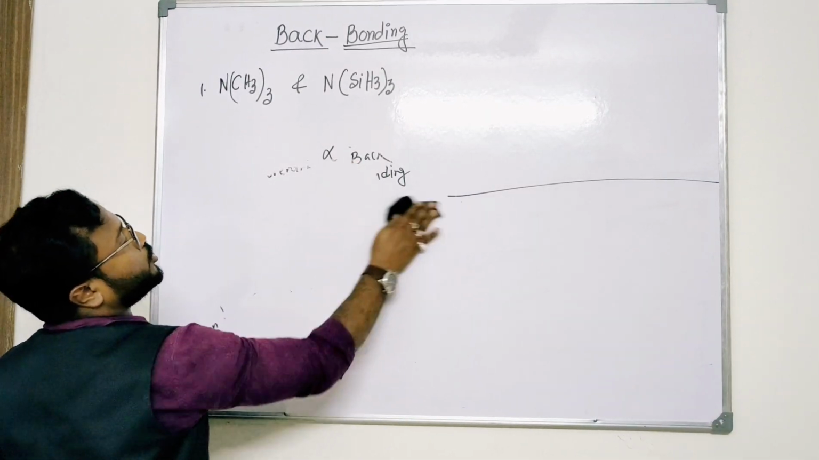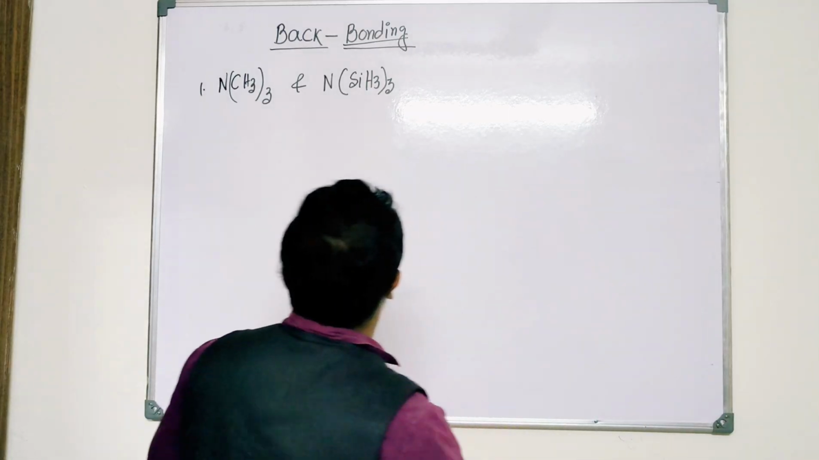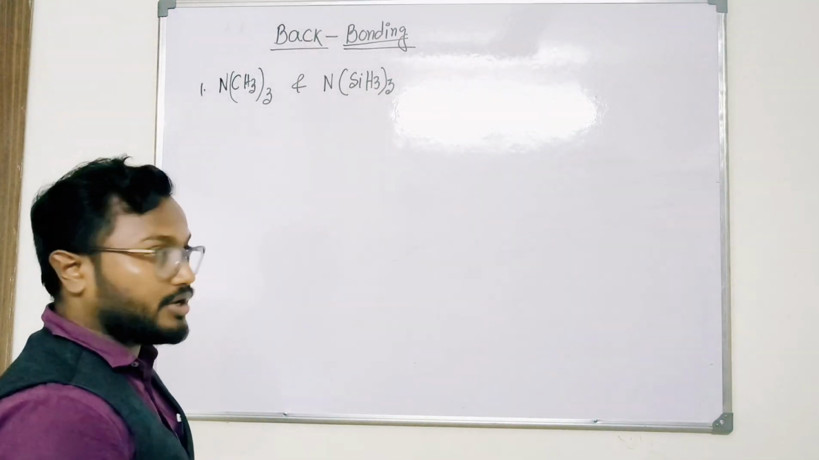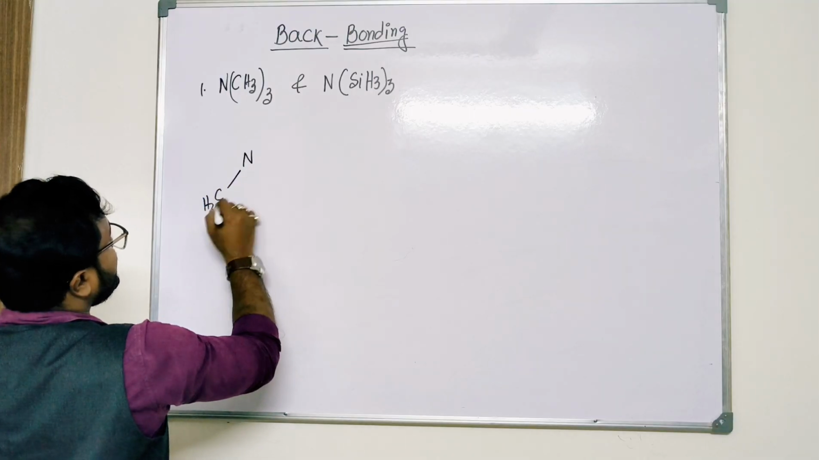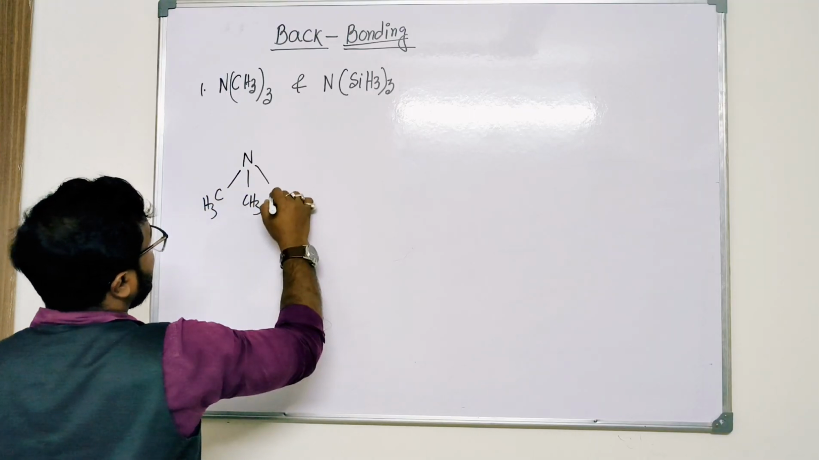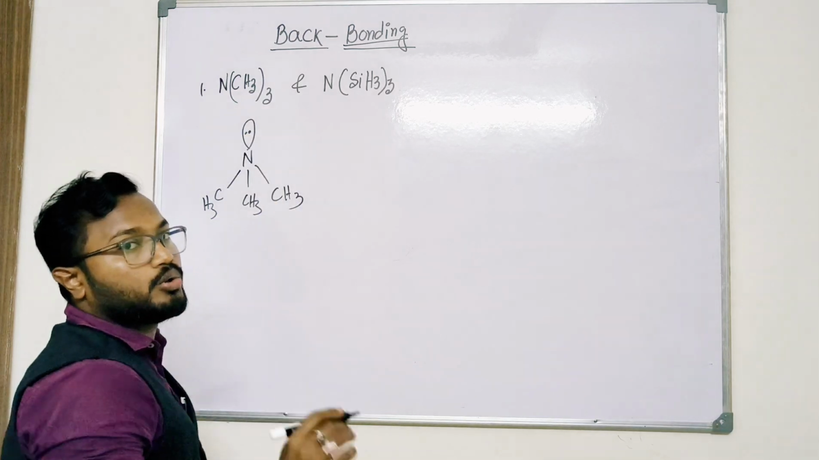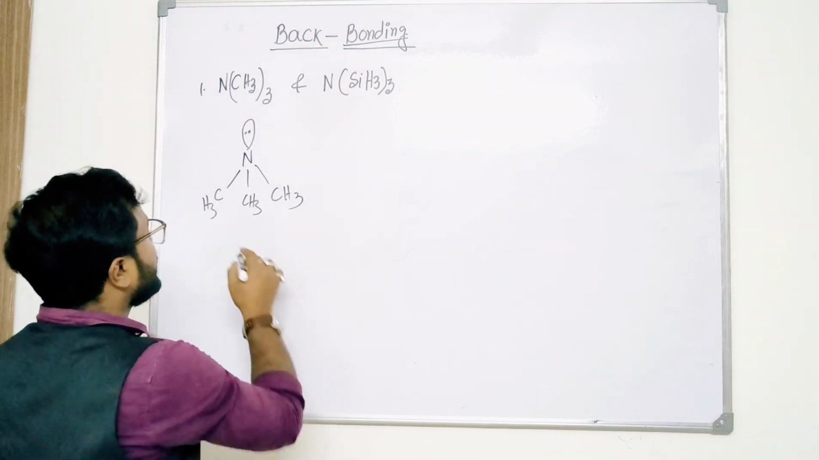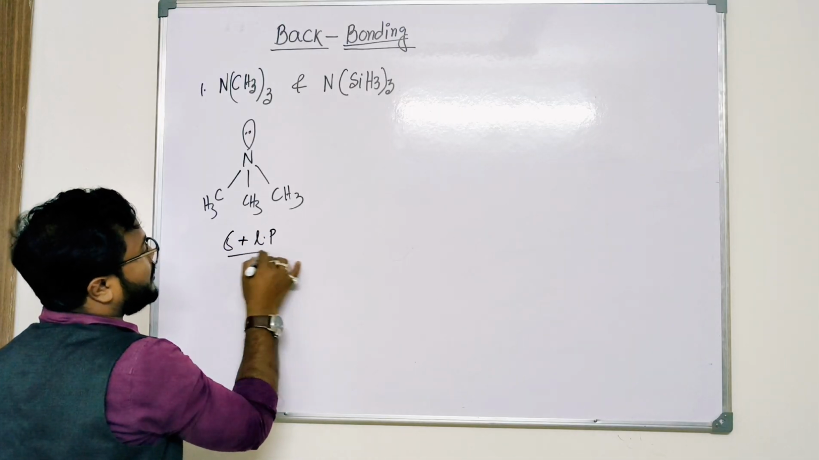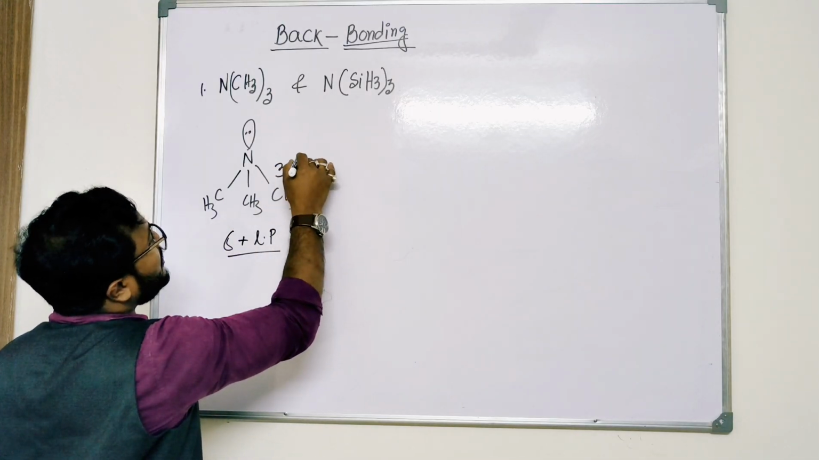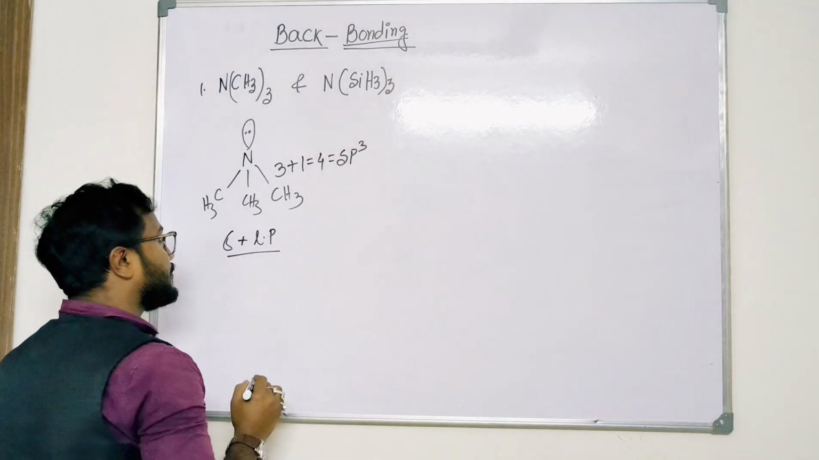After that, we will go to the next part of the question. See, N(CH3)3. So, N is connected with CH3, another CH3, and another CH3, and there is one lone pair. We know that to find the hybridization, we take the number of sigma bonds plus the number of lone pairs. So 3 plus 1, total 4, hybridization is sp3.